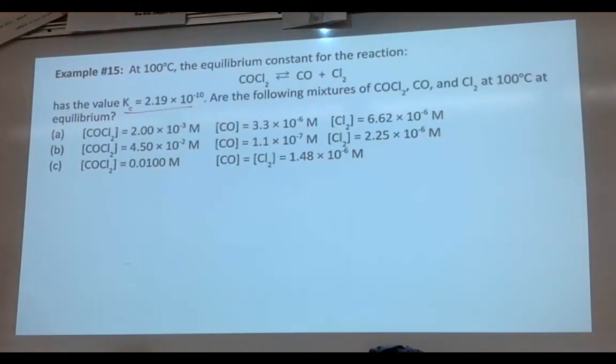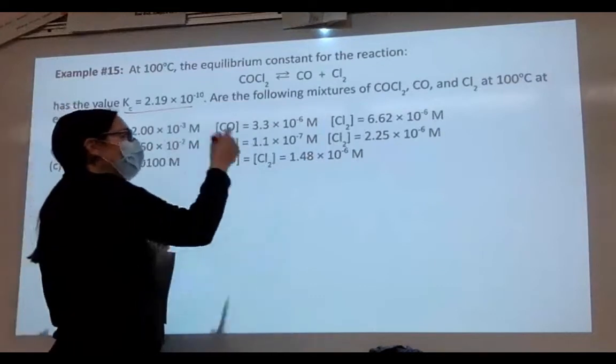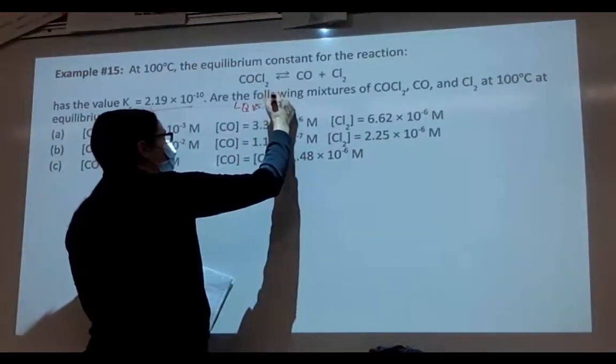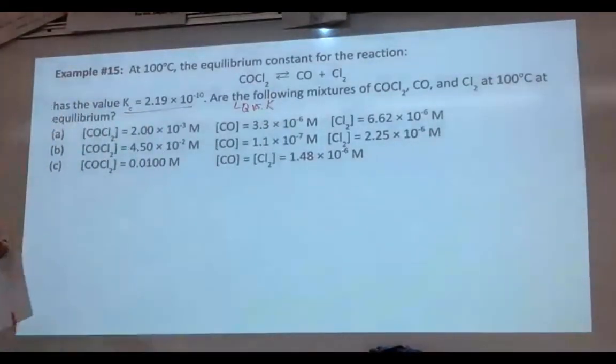Then it says that the following mixtures of COCl2, CO, and Cl2 are at equilibrium. When it's asking, are they at equilibrium, that should immediately tell you Q versus K. Are they at equilibrium should immediately tell you, where does Q compare to K? So if we take a look at part A.